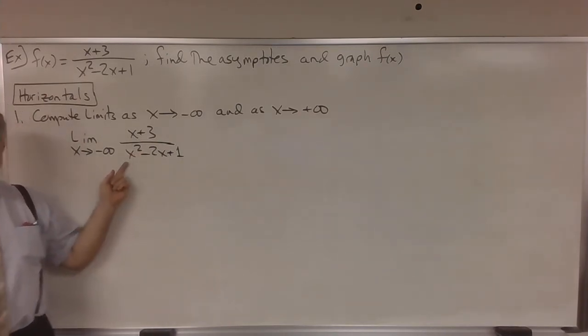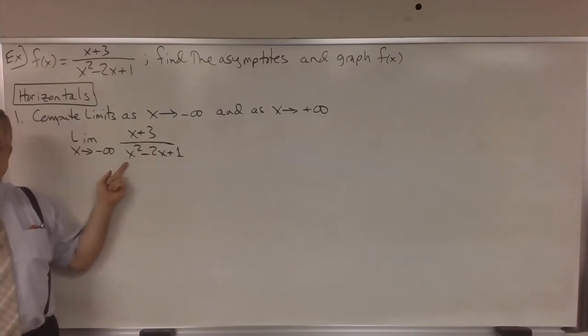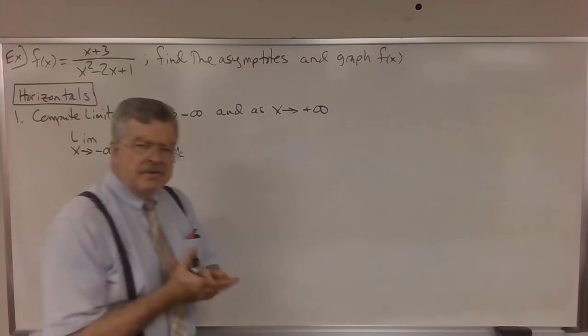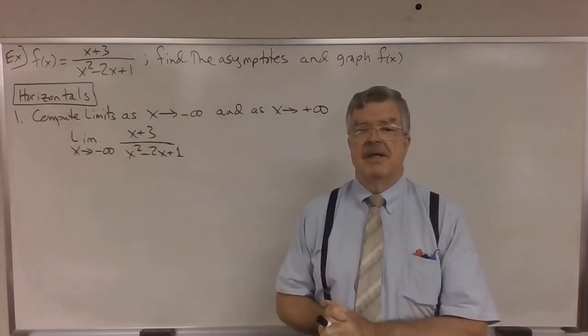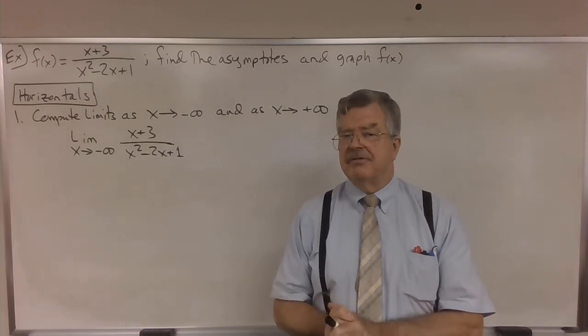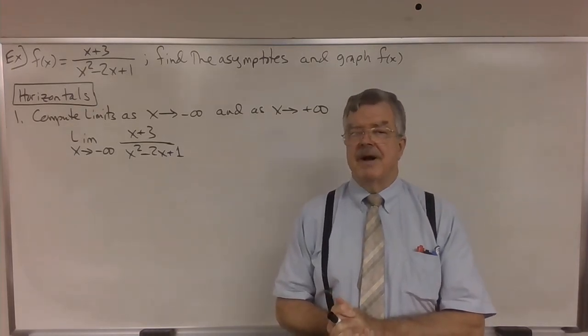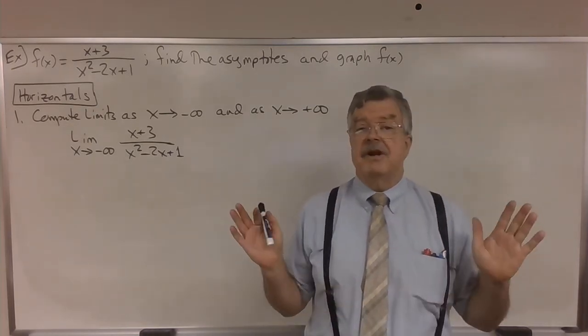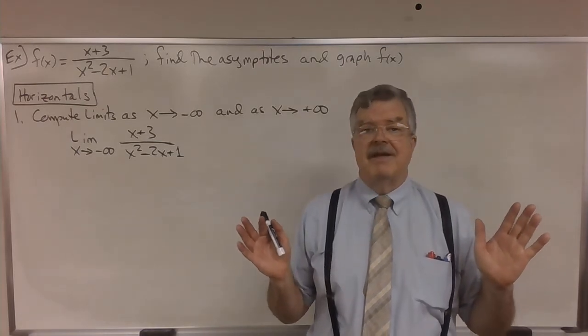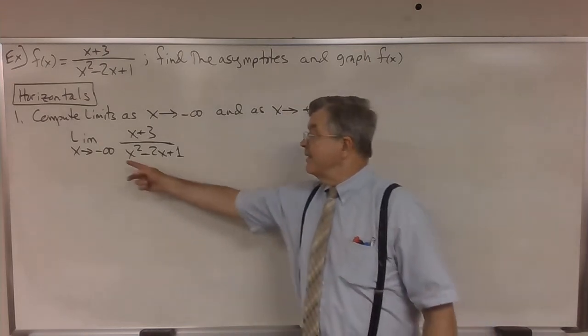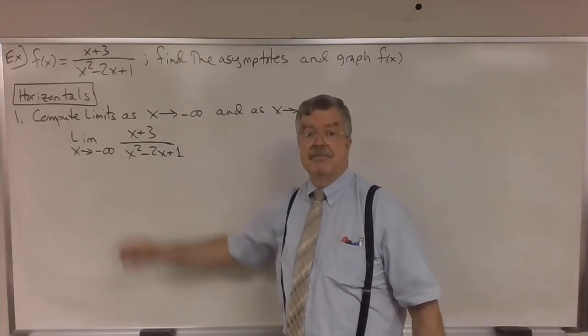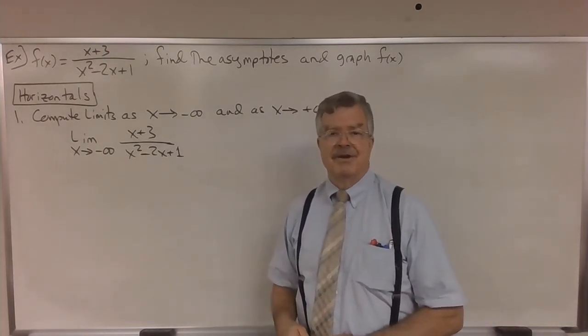Now, from the other day, do we remember the special trick that we can use when we're computing the limit of the quotient of polynomials as x goes to plus infinity or as x goes to minus infinity? And this trick only works if x is going to plus infinity or minus infinity, which in this case it is. Do you remember?